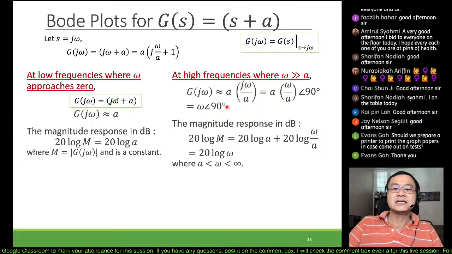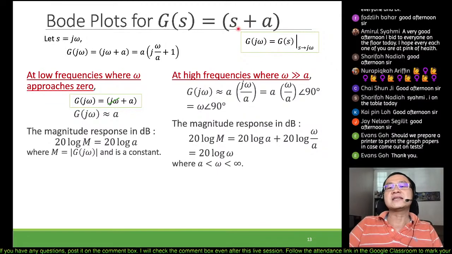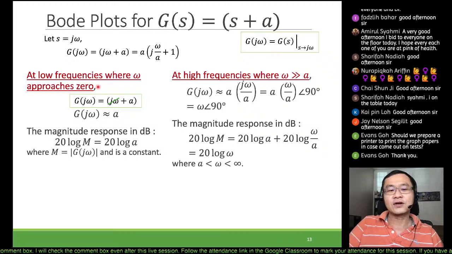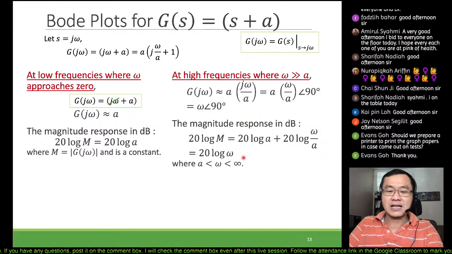So this is the idea: when the transfer function is s plus a, we have two conditions. At low frequency, the magnitude is given as such. At high frequency, the magnitude becomes 20 log omega. So this is how it would look.